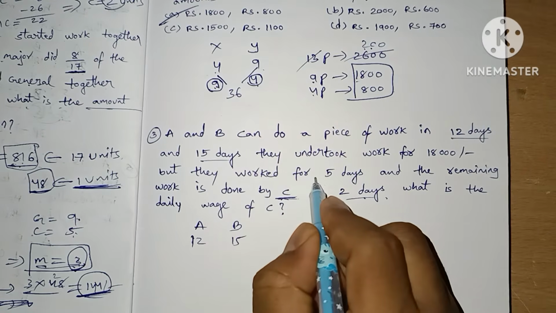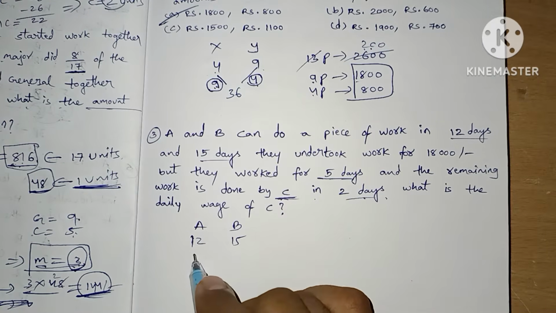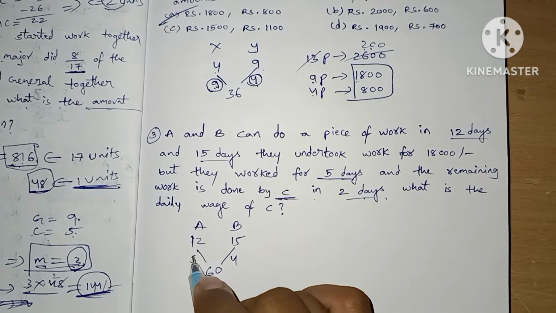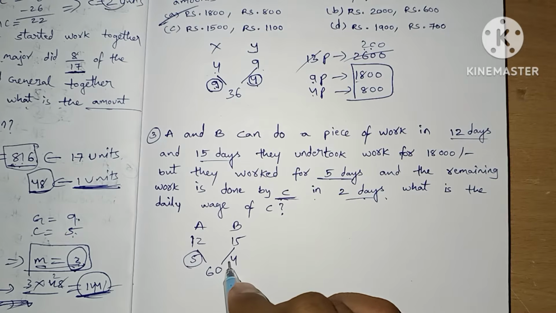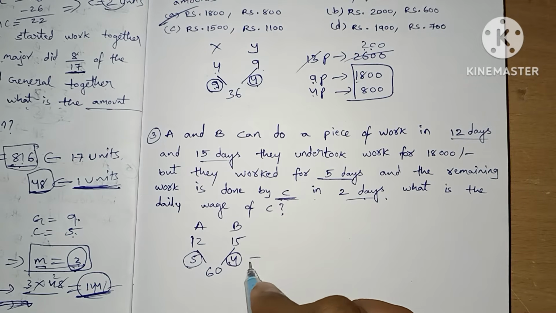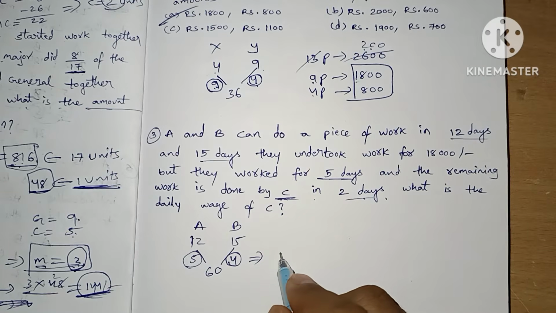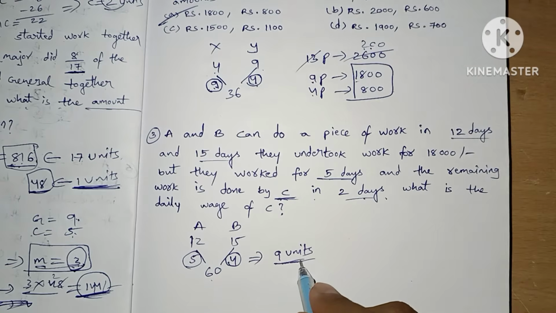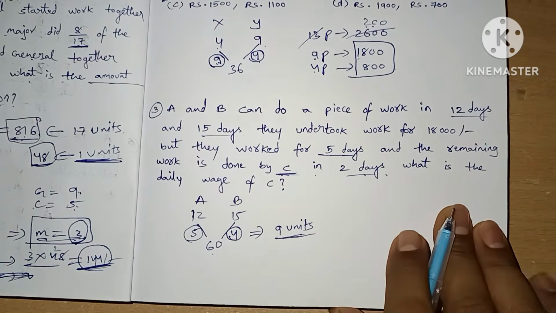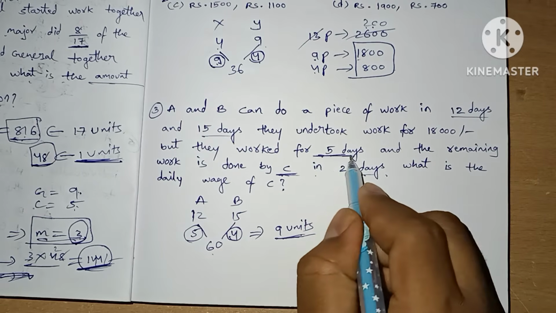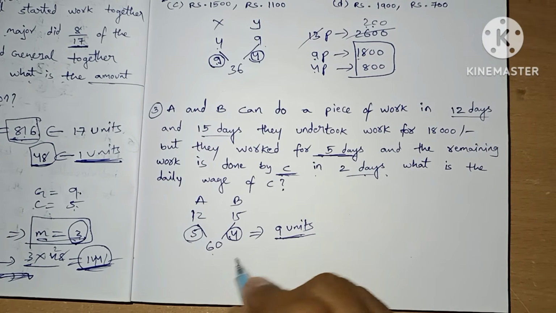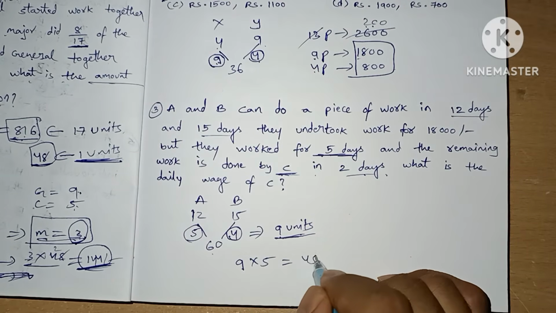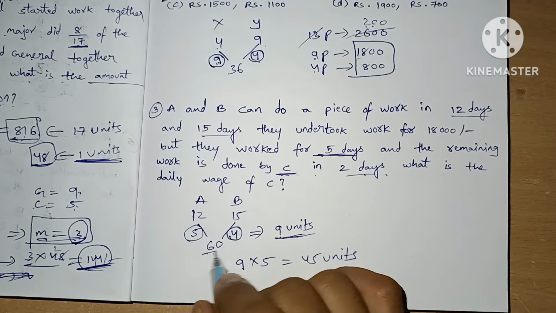First, both A and B worked for 5 days only. So first we are going to see the LCM of these two, which is 60. 15 times 4, 12 times 5. The efficiencies of these two are 4 plus 5. So per day they both complete 9 units out of 60 units. But here it is said that A and B worked for 5 days. So we have 9 units for 5 days, and they both complete 45 units out of 60 units.